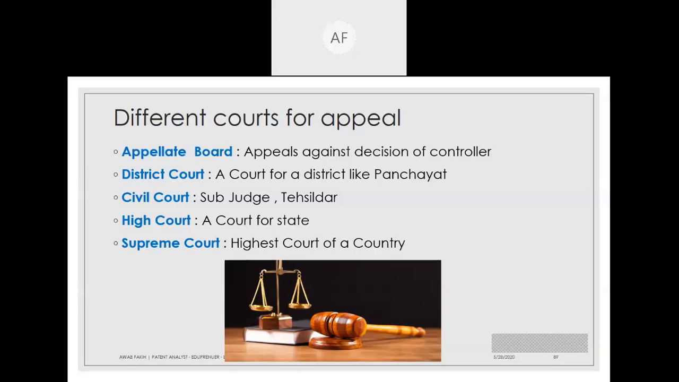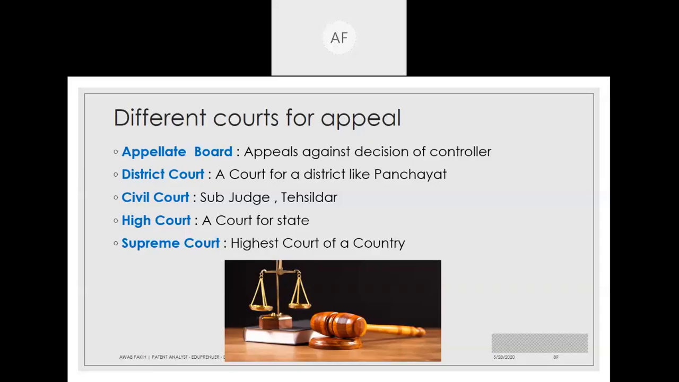Now, if the controller refuses the application and you think this refusal was unnecessary and this is not the right decision, you can go to the appellate board in such cases. The appellate board is a court where you can file an appeal related to the opposition or the decision by the controller. You can file these kinds of appeal.